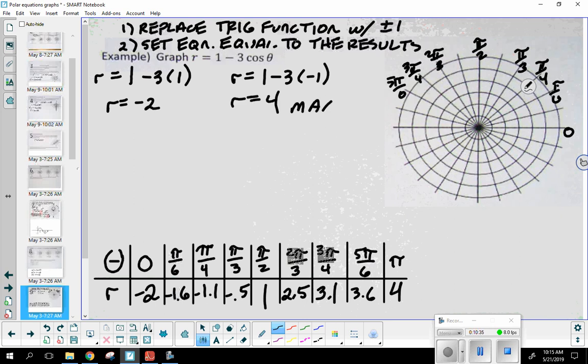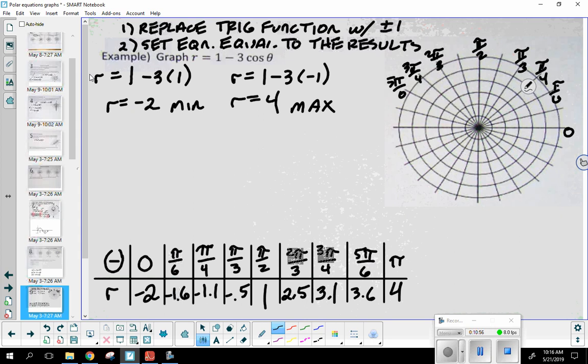So that has to be my maximum length in the graph. Negative 2 would have to be the minimum radius length. Okay. So that's step 1. That's all I got to do. In fact, that is what we would have done on that previous section. Okay. Now, step 2, I'm going to go back to the original equation, and I'm going to set it equal to these values that I found.